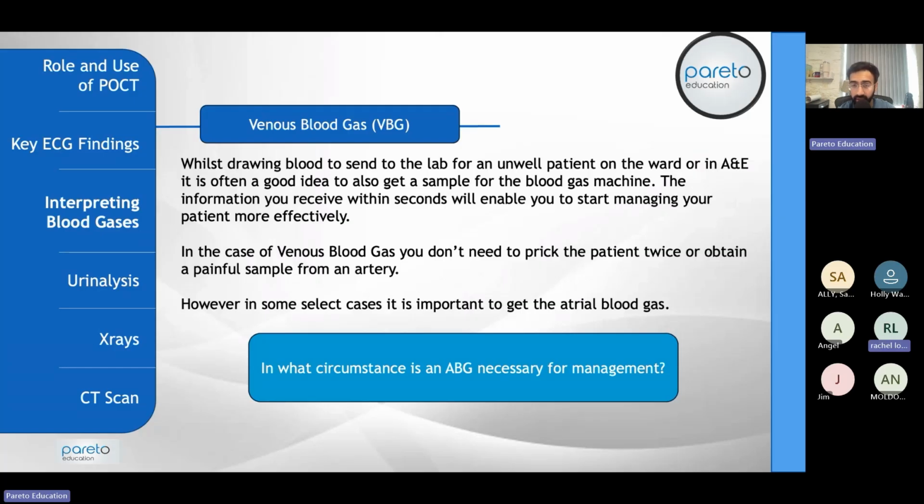Yeah, so I would say definitely in patients who have respiratory problems. So respiratory acidosis, respiratory alkalosis. If you're thinking of respiratory causes, for example, a COPD exacerbation or an asthma exacerbation, a venous blood gas doesn't do.